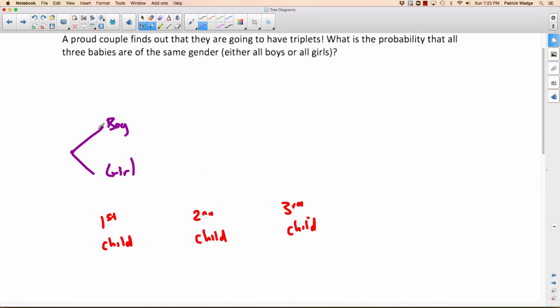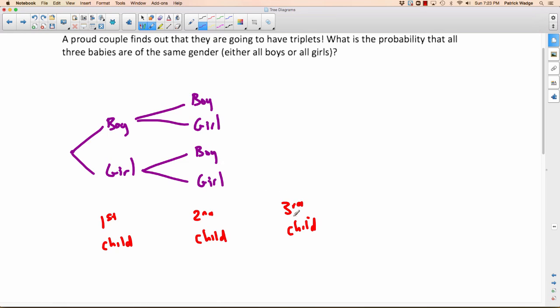Okay, let's look at the second child. So if your first child's a boy, what could you possibly get for your second child? A boy or a girl. It doesn't change anything. So, boy, girl. Okay, what if your first child was a girl? What could you then get? Yep, it's repetitive. You could get a boy or a girl. So if you only had 2 kids, here's all the possibilities. There's 1, 2, 3, 4 possibilities.